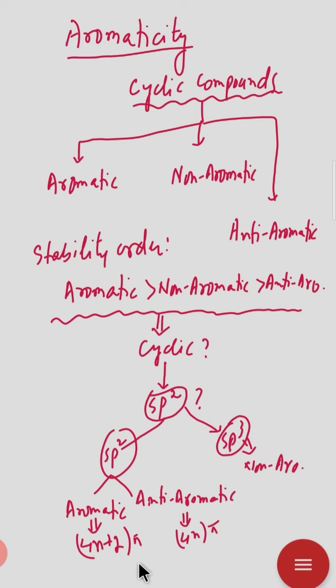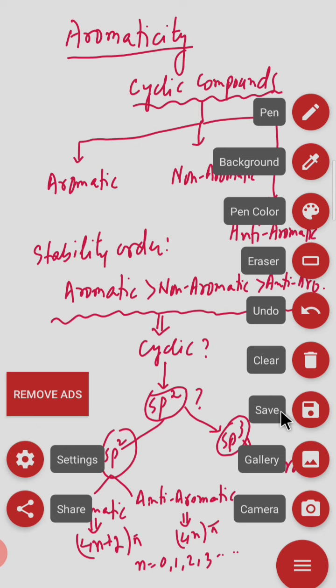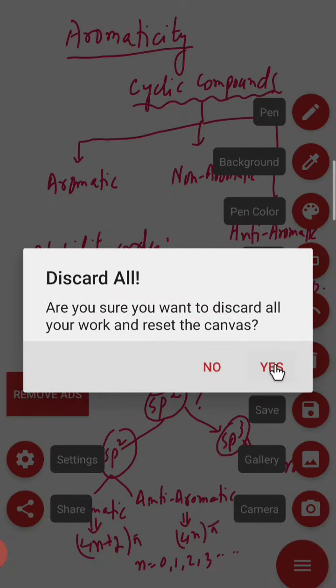So here, what is n? n can be 0, 1, 2, 3, like this. So this is the way we can differentiate aromatic, anti-aromatic, and non-aromatic, or how we can know whether a given cyclic compound is aromatic, anti-aromatic, or non-aromatic, right? So let me give you some examples. First example, a very simple example, is benzene.